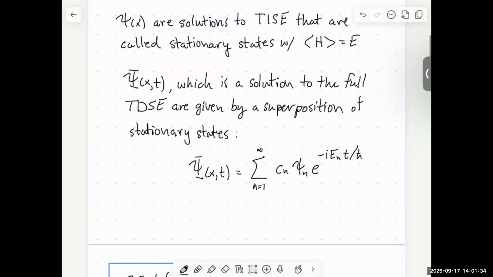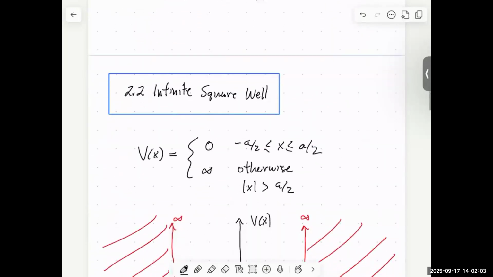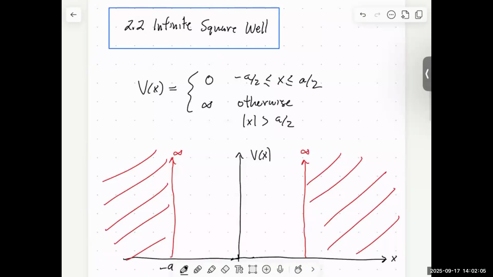What we're going to try to do is, first of all, solve for the stationary states in the infinite square well, and then reconstruct the full time-dependent wave function, which is a solution to the time-dependent Schrodinger equation, using this sum, where we'll have to find the values of these coefficients Cn.